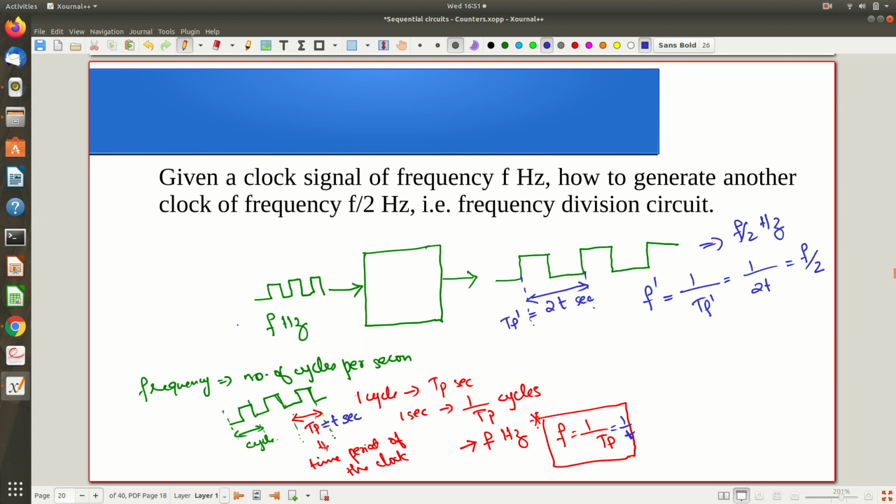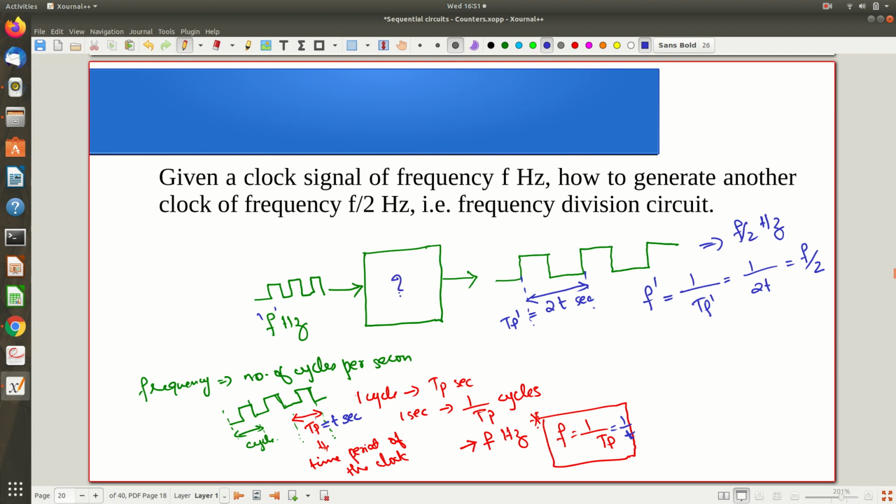What is F? F is the input waveform frequency. Hope this idea is clear. Whenever I apply a clock pulse of frequency f hertz, I need an output clock of frequency half of the input wave, right? That is my requirement. Can I come up with a circuit which can do this?